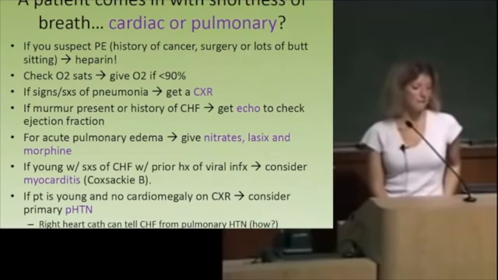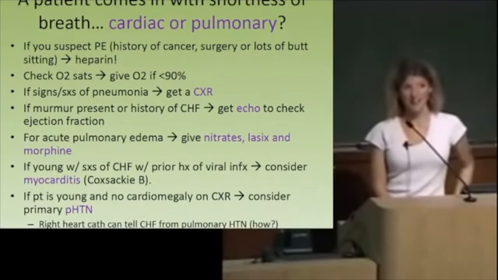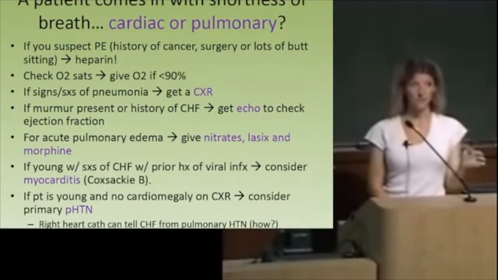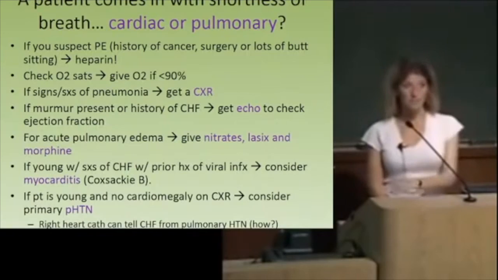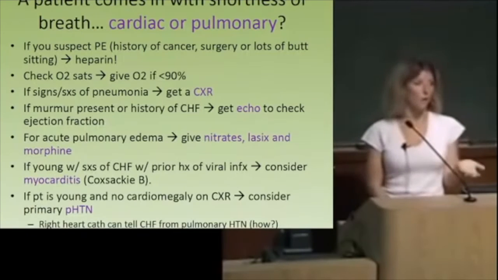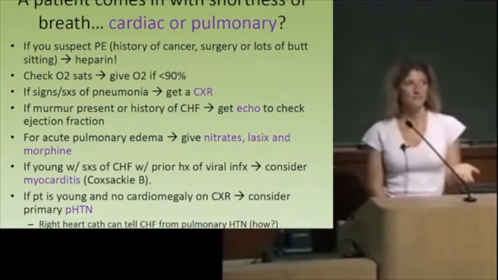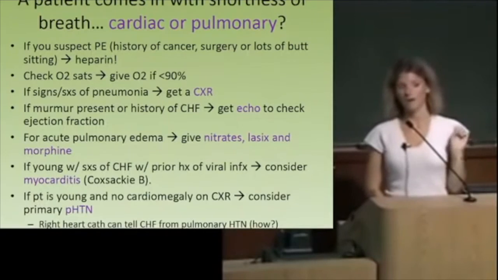And this will cause cardiomegaly on a chest x-ray, and a right heart cath is the next study to order because it can really definitively tell you whether it is primary pulmonary hypertension or congestive heart failure. And how is that? What pressure are you looking for on right heart cath?